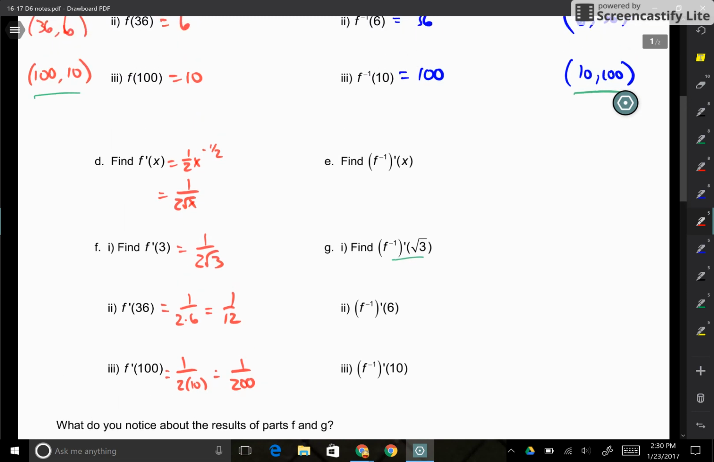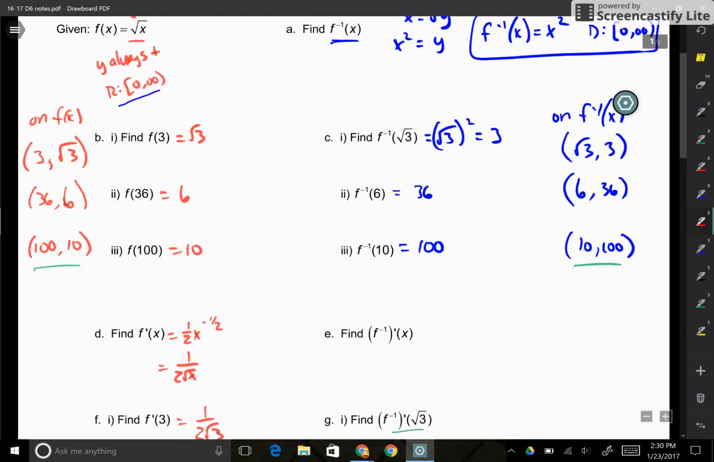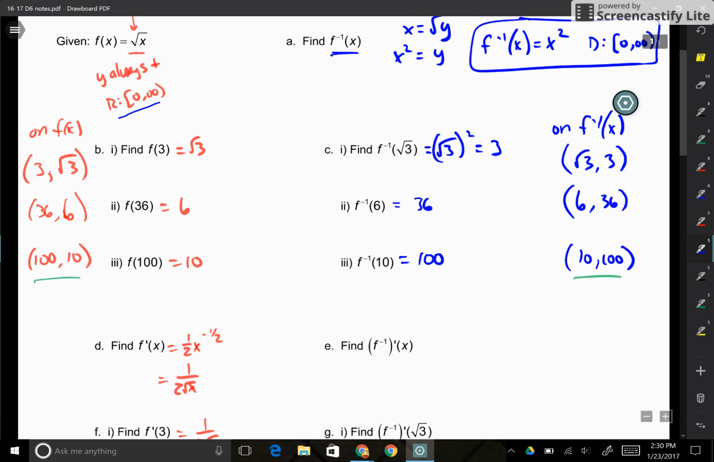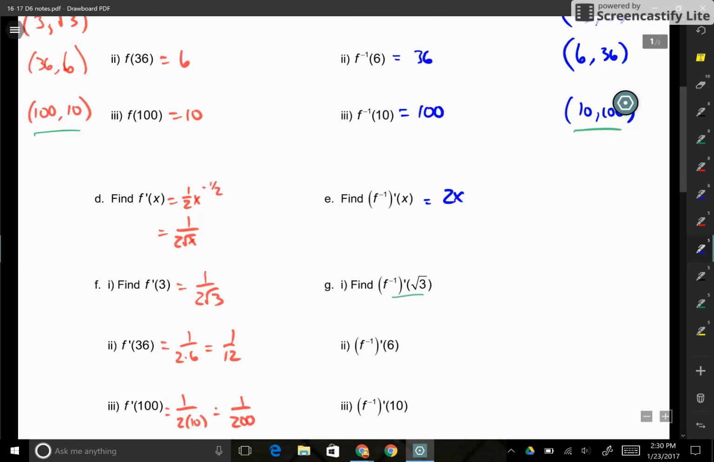Okay, so f inverse prime then. F inverse is x squared, so f inverse prime would be 2x. And again, we have to remember that we're only using positive x values because of that domain. So f inverse prime of root 3 would be 2 root 3. F inverse prime of 6 would be 2 times 6, which is 12. F inverse prime of 10 would be 20.